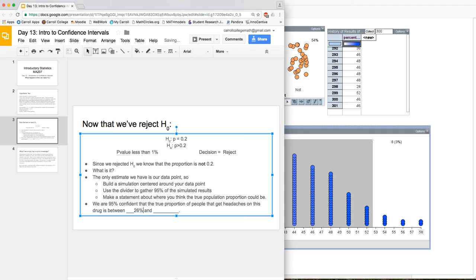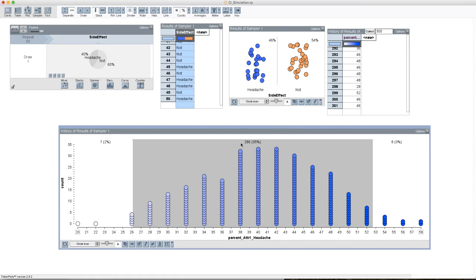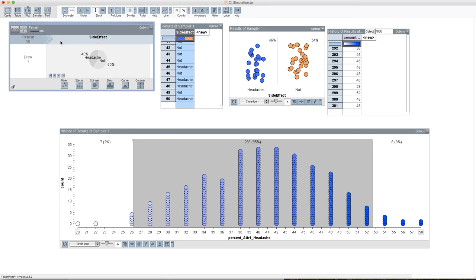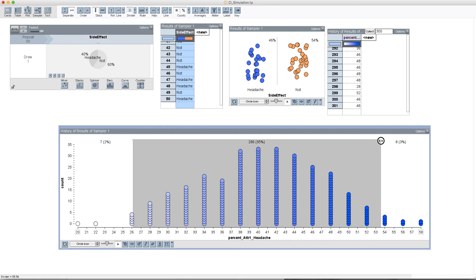26% and 53%. And again, I got that by taking a distribution at my data point with the same sample size and then finding 95% around the center. So 95% in the gray box here, so it's 26 to about 53. I could maybe go out a little bit higher, and I don't gather any more data.